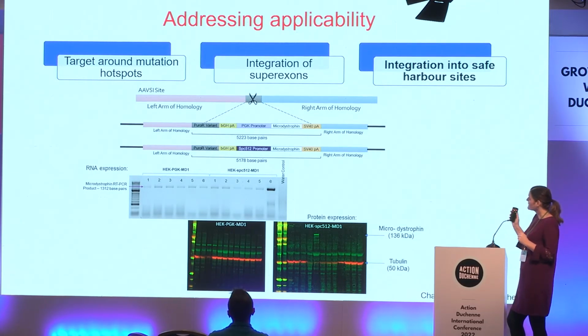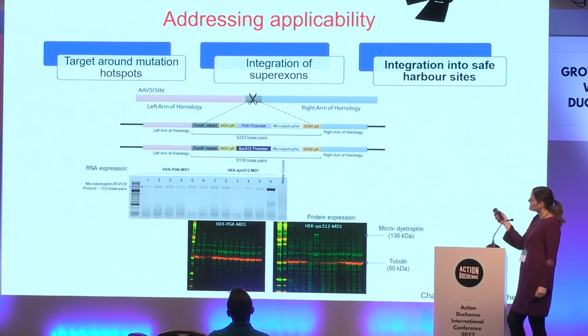But for a therapy, or a gene editing therapy, that would be applicable to all patients, we could try and integrate a microdystrophin or a full-length dystrophin into what's called a safe harbor site. So there are positions in the human genome where you can cut and integrate without any side effects. So they are there, but you need to know where they are, and you obviously need to target them specifically.